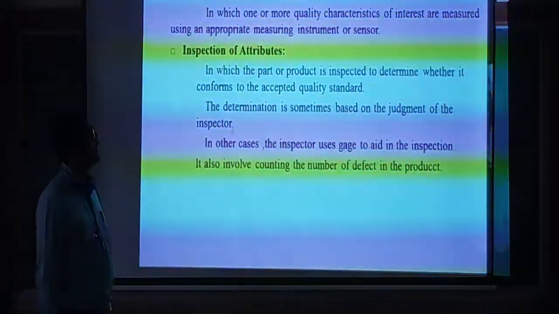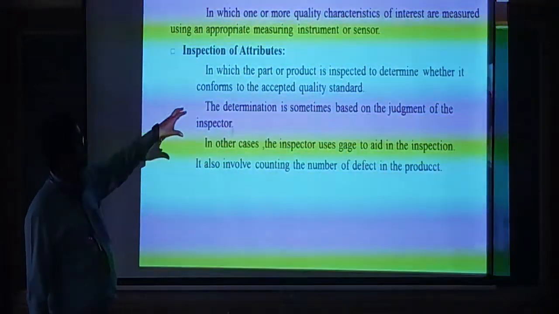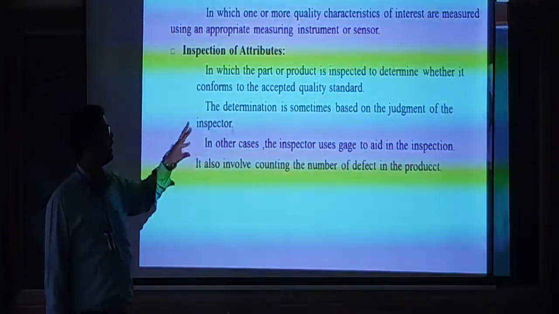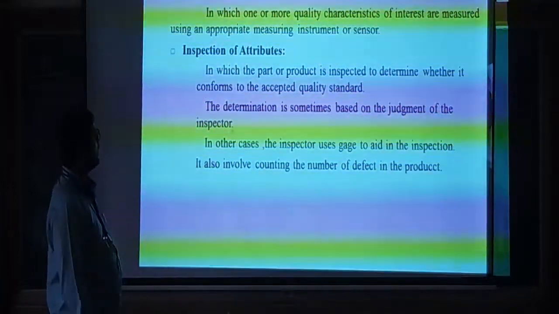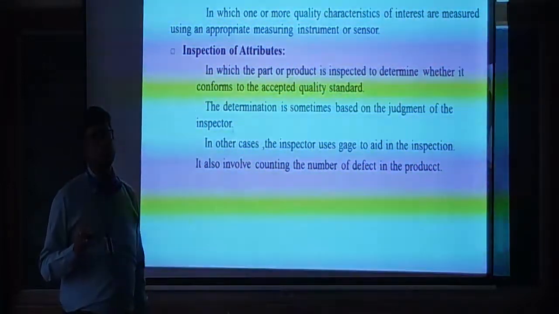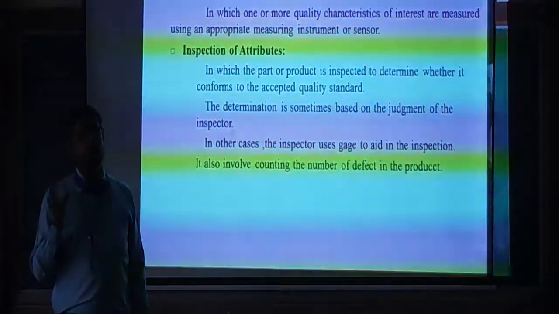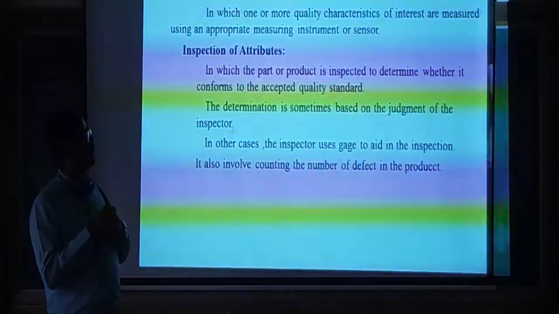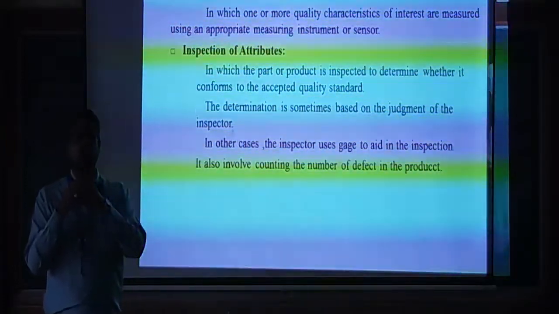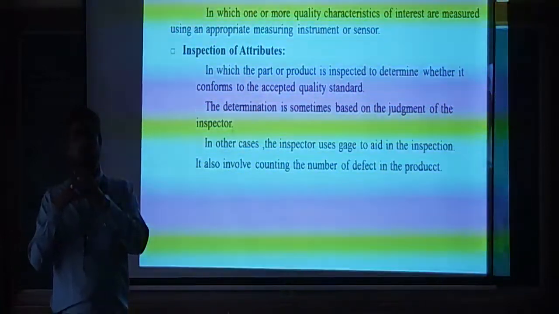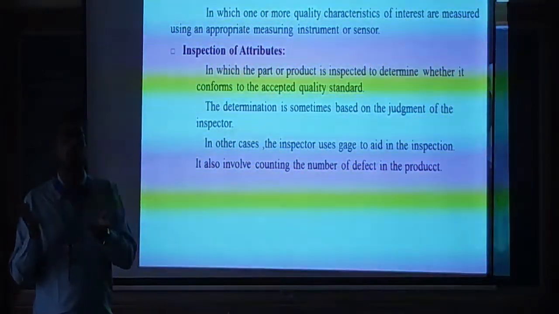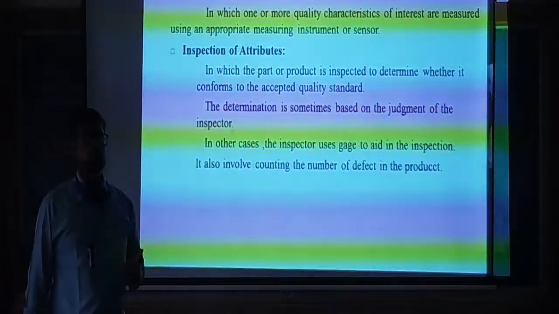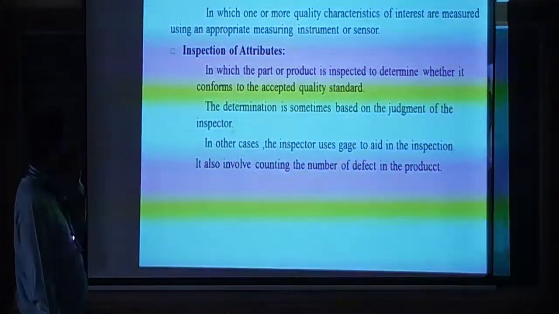Coordinate measuring machines. Now, inspection of attributes: here the part or the product is inspected to determine whether it conforms to the accepted quality standard. The part after machining is checked using the go no go system. If it is acceptable, then it is a go. If it is not going, if it answers no go, then the part is rejected. So after machining, we check with the help of go gauges and no go gauges.